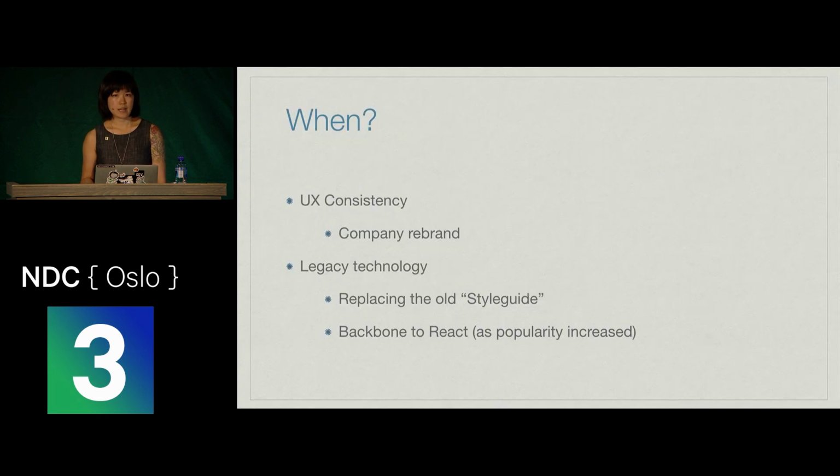So when did we decide to create this design system? Well, first off, we were, again, trying to improve UX consistency, so we did it during a company rebrand. We were also trying to get rid of legacy technology. Essentially, we were trying to replace an old style guide with our new design system. And that meant we were also moving from Backbone over to React. Because React is super popular, we also wanted to make sure that we were moving into new technologies.